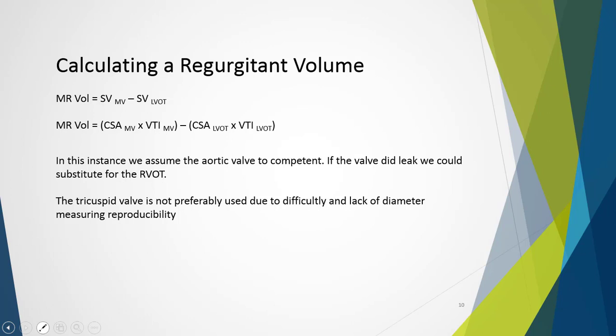We can have a look here with our mitral regurgitation. A couple of points that we may use are the stroke volume through the mitral valve and the stroke volume through the LVOT. Typically, we like to use the LVOT because it's an easy point to measure. But as we said, if we had aortic regurgitation, we wouldn't be able to use that valve. If the valve did leak, we could substitute with another point of easy measure, and typically we'd use something like the right ventricular outflow tract.